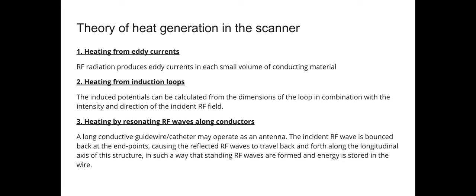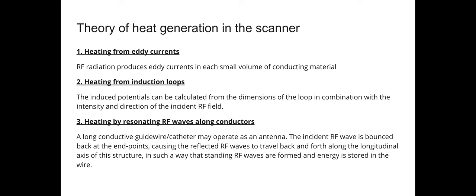First, eddy current. Eddy currents can be generated in each small volume of the conducting material. And the second method is to induce back EMF via loops, which essentially uses Faraday's law. And the induced potential can be calculated from the dimensions of the loop and the intensity and directions of the incident RF field. The third method is to store RF energy by resonating the waves along the conductor.